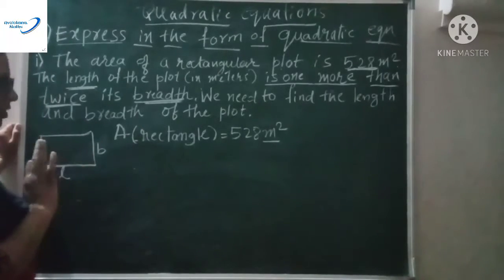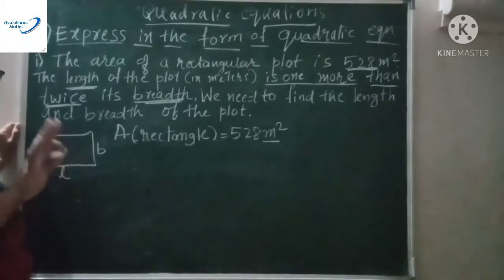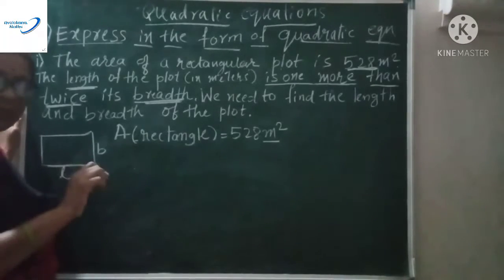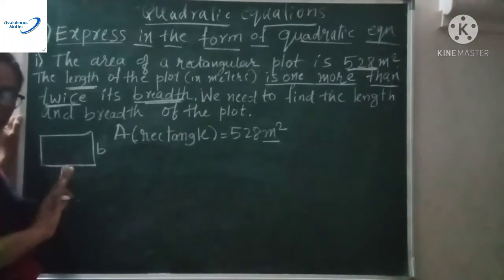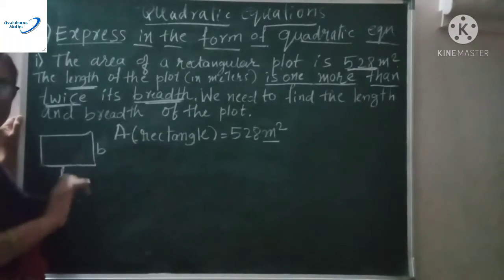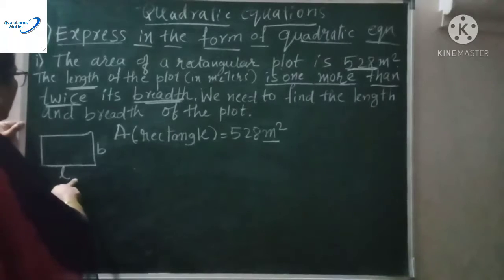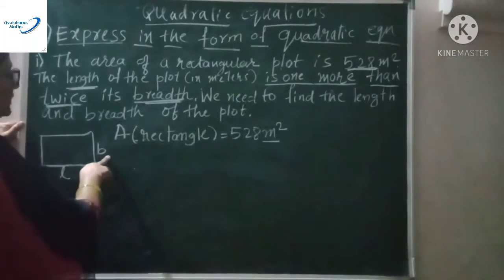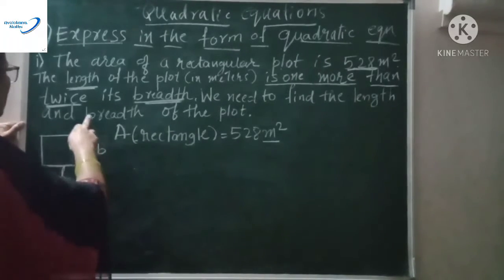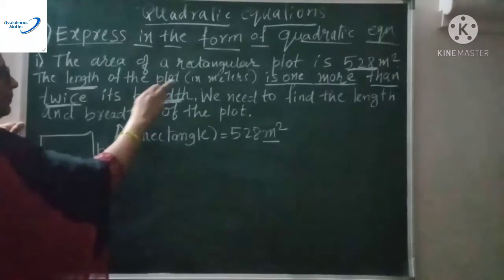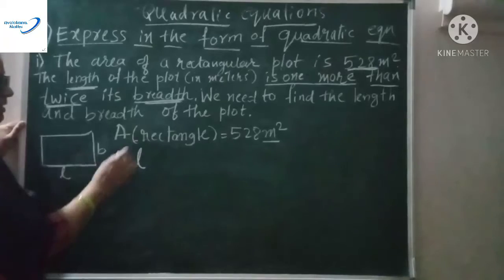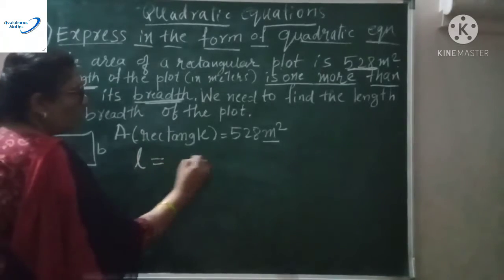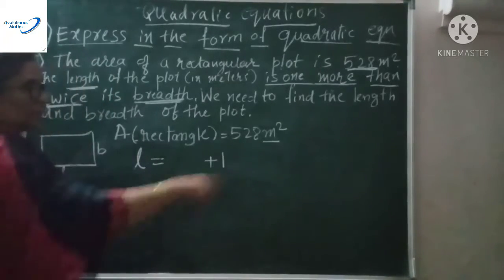Now I'll follow that only. Instead of writing x and y, to avoid confusion with x and y, we can write L and B and form the equation, and they are accepted. Now listen. Here length is L and breadth is B. We are representing them. So what is here? The length of the plot. The condition goes this way. Length of the plot means L is one more.